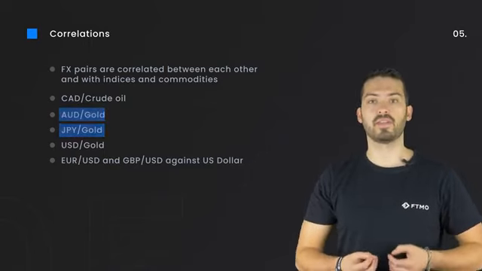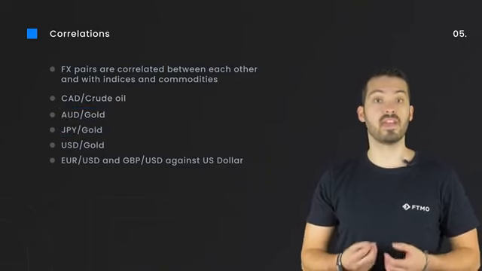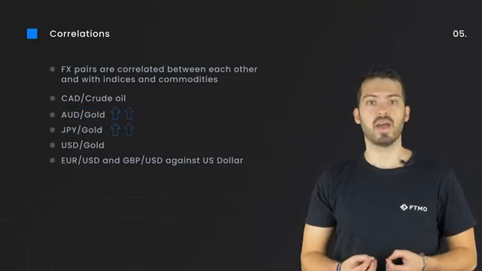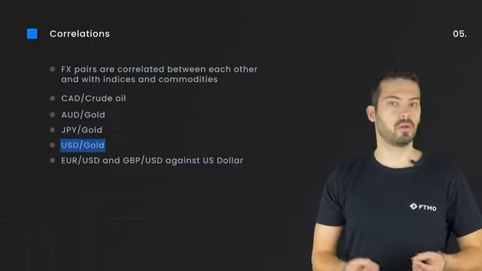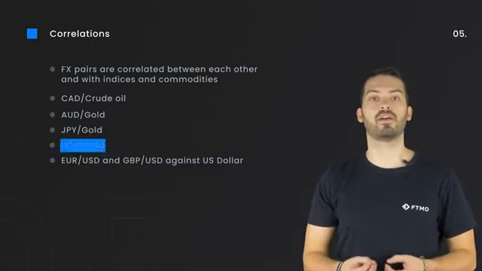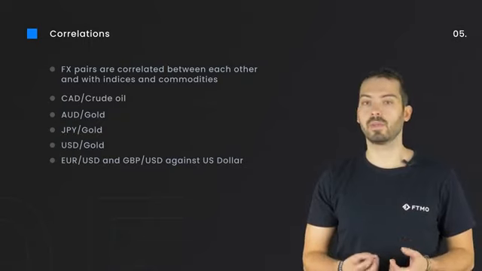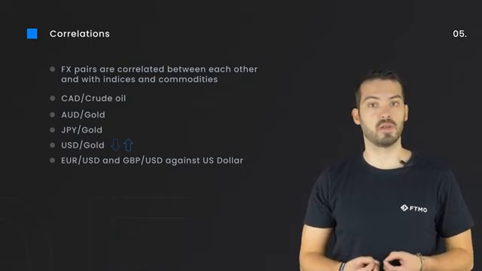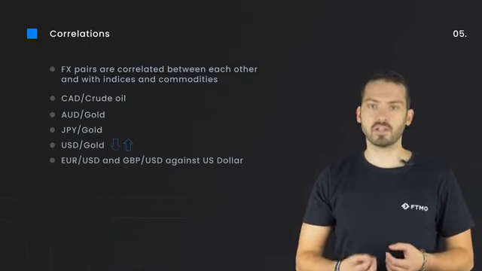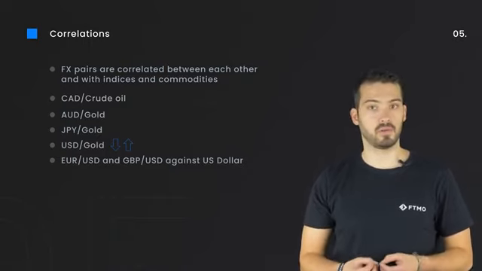Both gold and the Japanese yen are viewed as safe havens in times of uncertainty, and these two are also positively correlated. Meanwhile, gold and the US dollar typically have a negative correlation. When the US dollar starts to lose its value amid rising inflation, investors seek an alternative store of value such as gold.